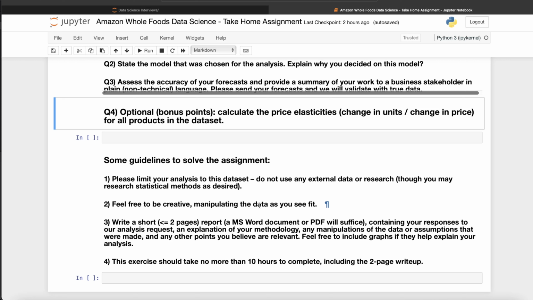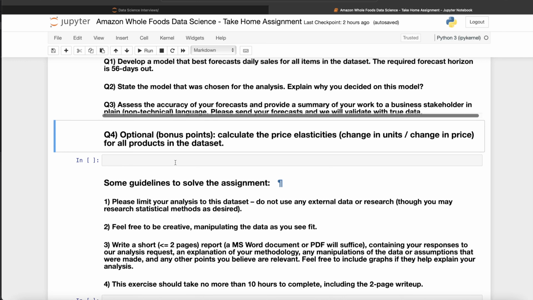You can do imputation. So basically, if there are null values in the column, you can do mean imputation, median imputation, frequency imputation, and whatever you see fit. But you need to make sure you explain it clearly in your writing. We had to write about 2 pages of a report containing your responses to the analysis request.